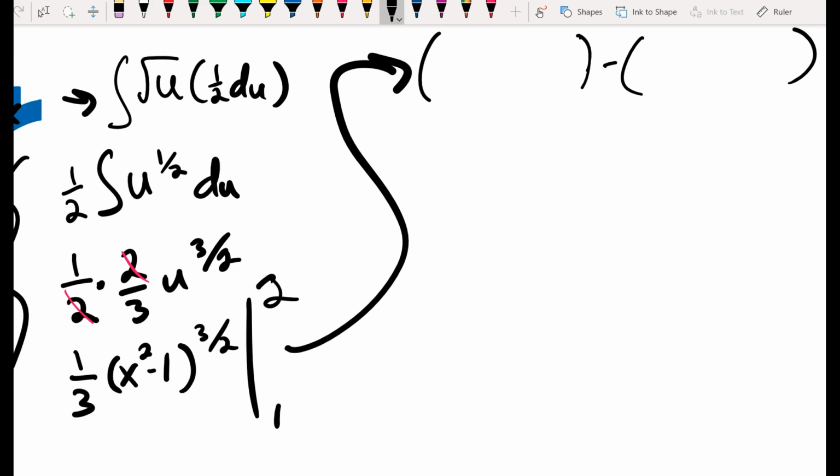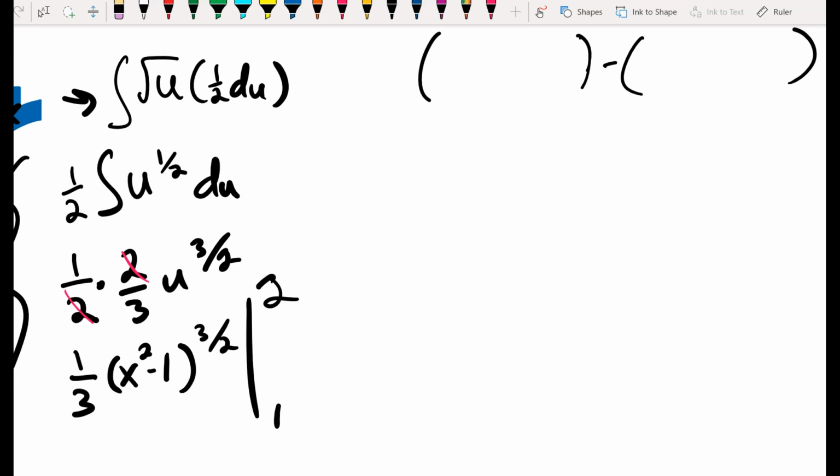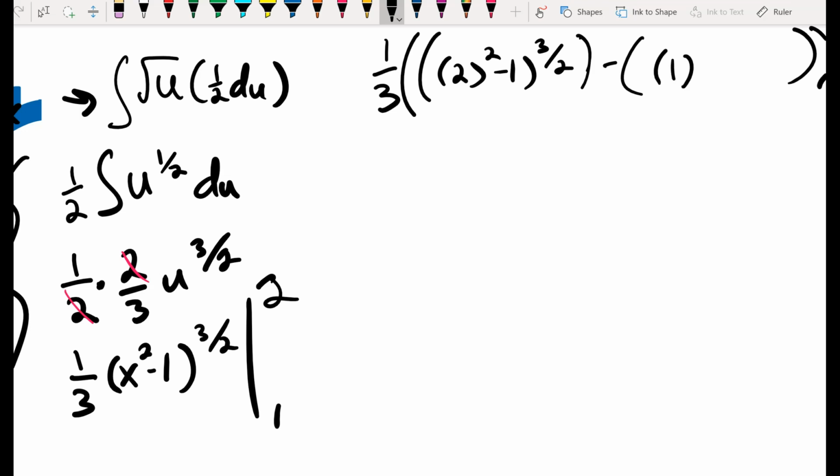You could write the 1/3 in each of them if you want to, but really it's equivalent as if I multiply the whole thing by 1/3 at the end. So it's really up to you what you want to do there. I'm going to write it on the outside here just to save myself some work. So this is, instead of x squared, I'm going to write 2 squared minus 1 to the 3/2. And then instead of x squared, I'm going to write 1 squared minus 1 all to the 3/2. Now it's getting a little crazy with parentheses here, so I'm going to drop some of them.